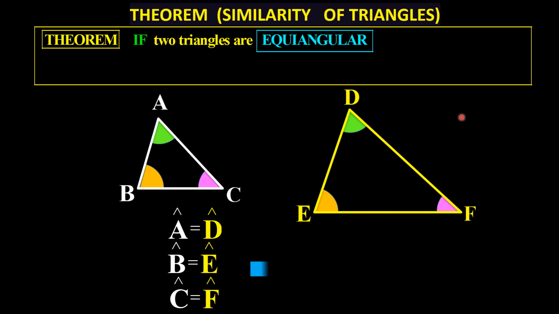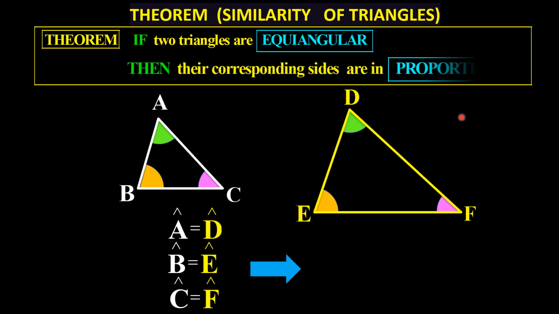Now, once we have that, then the triangles' corresponding sides are in proportion. What do we mean by that? Corresponding sides. If I take AB, you see AB is a side, and AB is opposite angle C. But angle C is exactly the same as angle F, and the opposite side there will be DE. So AB and DE correspond.